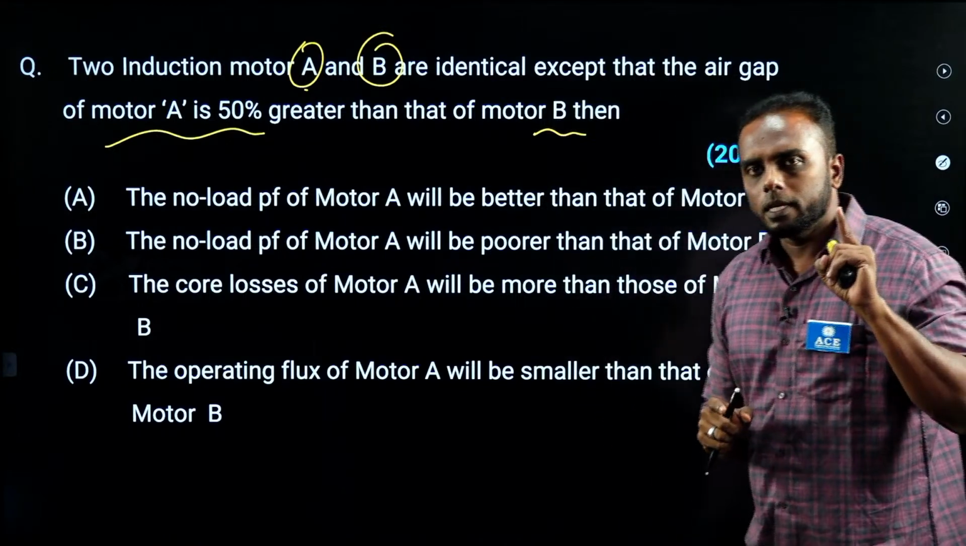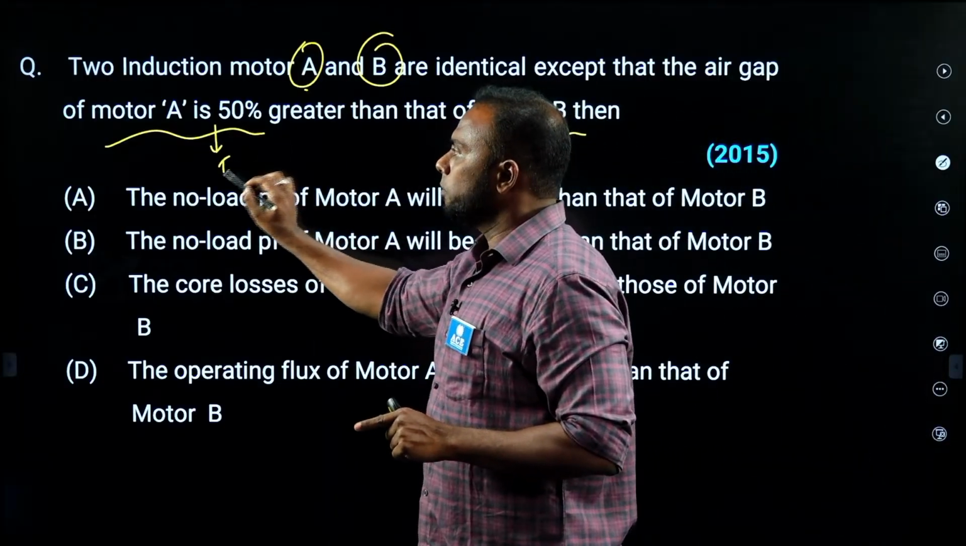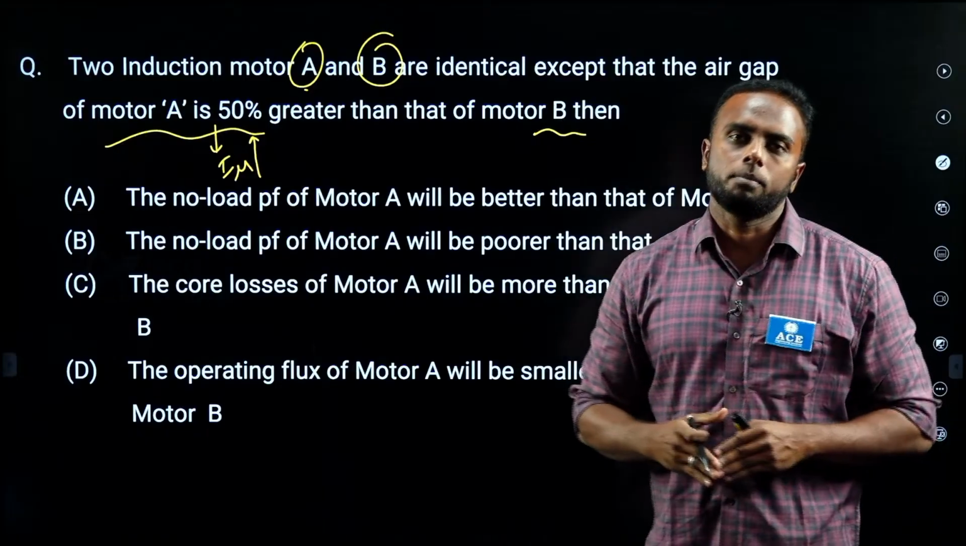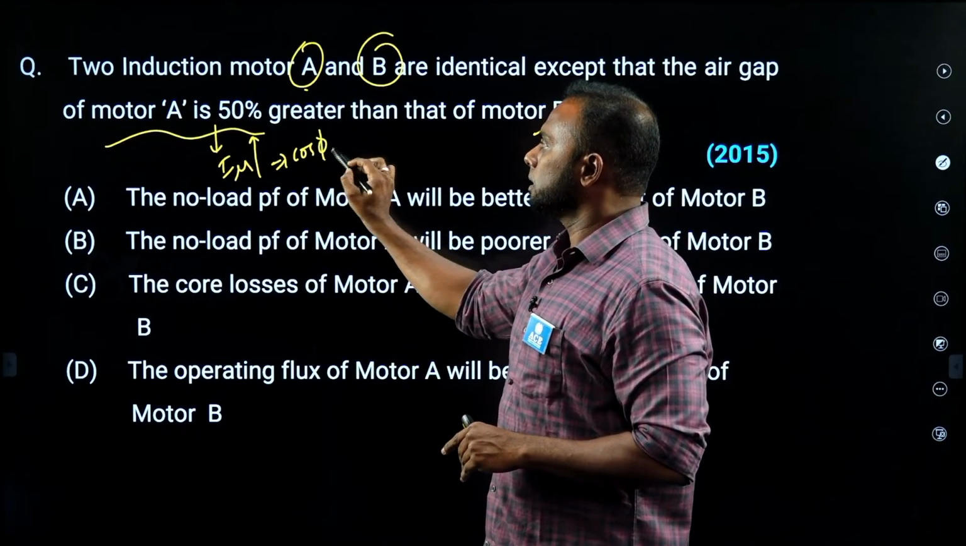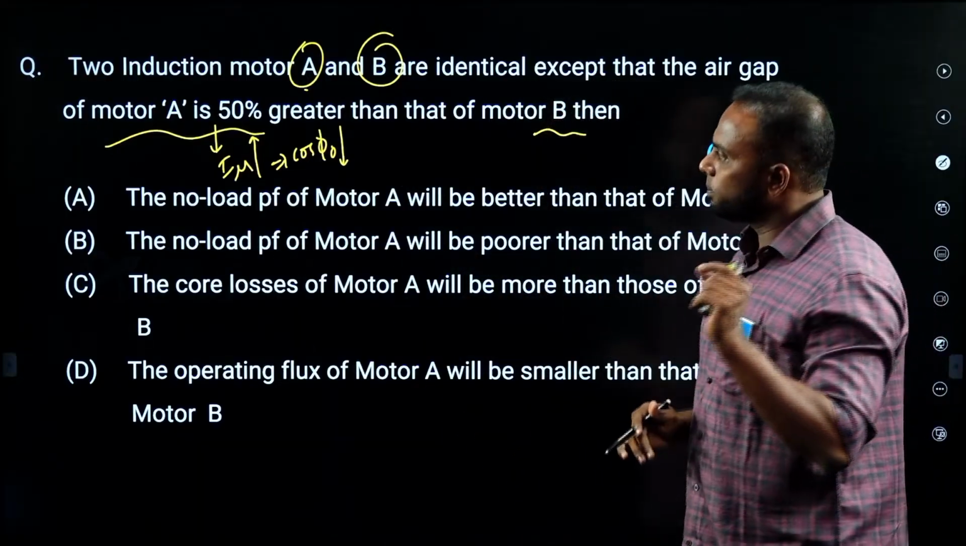So whenever the air gap increases, what happens to the magnetizing current of A? It increases. I_mu will increase so much, as the magnetizing current needed to establish flux increases because of the larger gap. If I_mu increases, automatically what is the power factor? It decreases. So induction motor A will have less power factor than B.